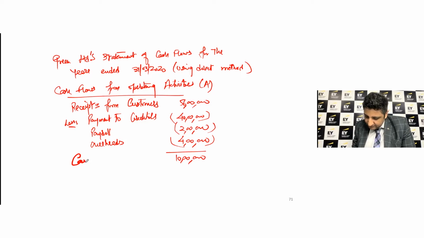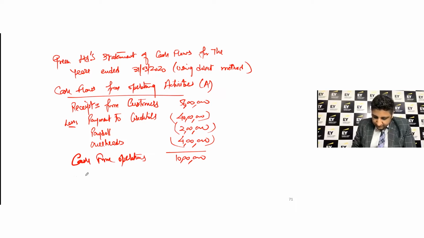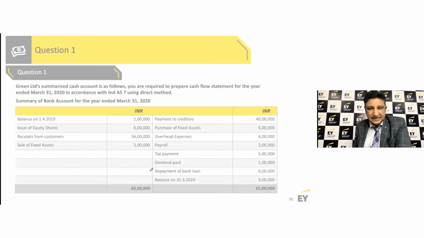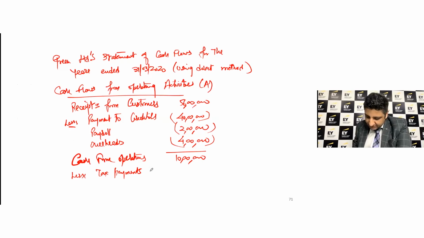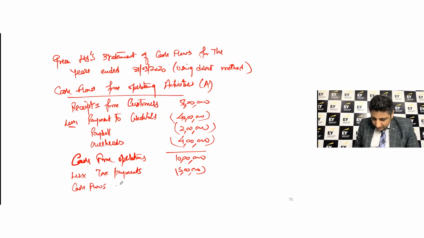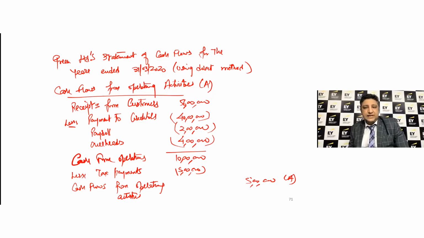Now this would be cash from operations. And then of course we also have the tax payment, so that's a separate line. Tax payment is done for 5 lakh rupees, which means that my cash flows from operating activities is going to be 5 lakh rupees. So just bring that amount, let's say, we just reflect that as A, for example.